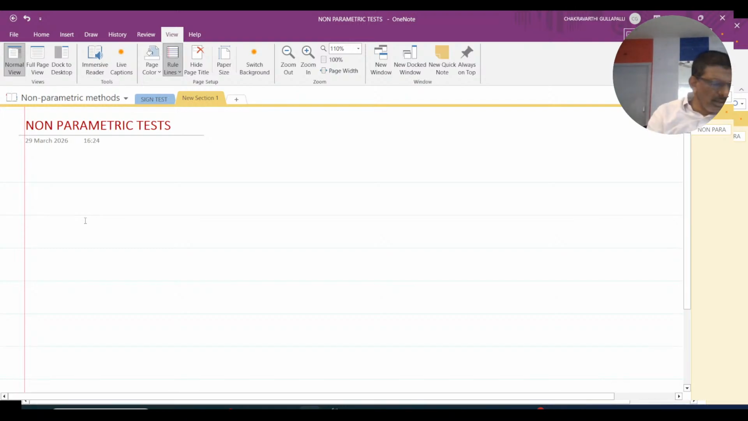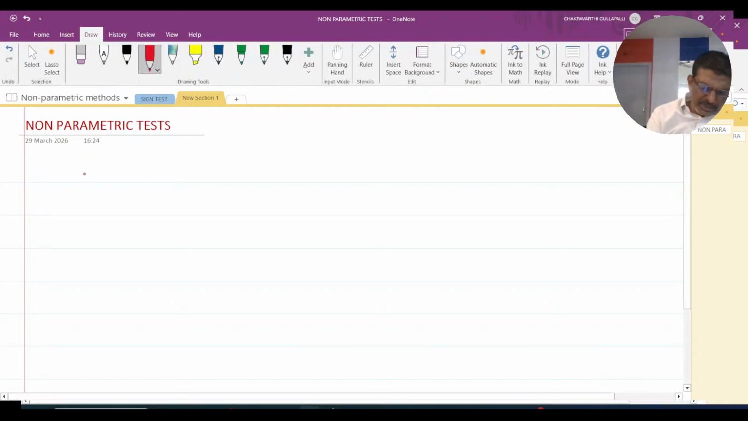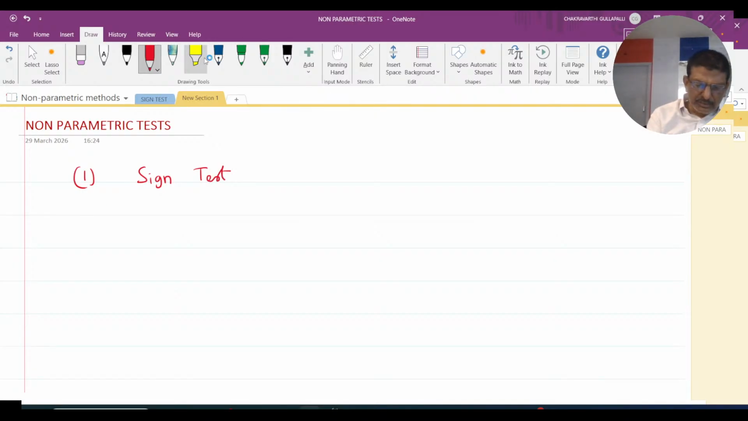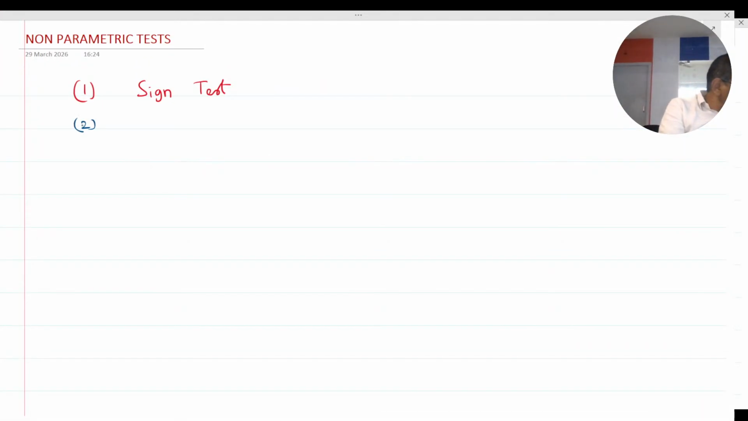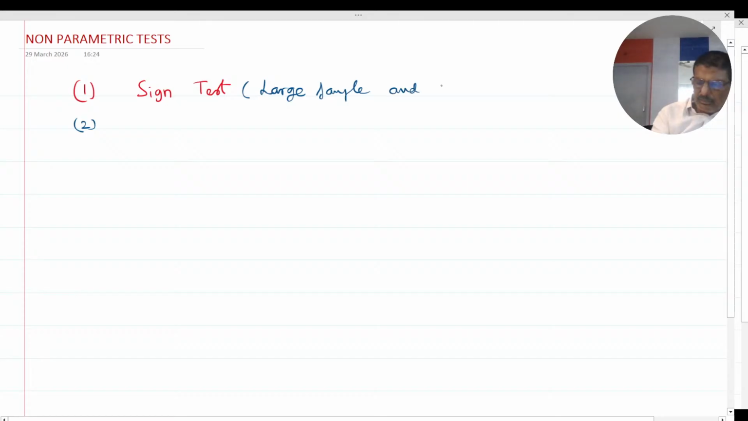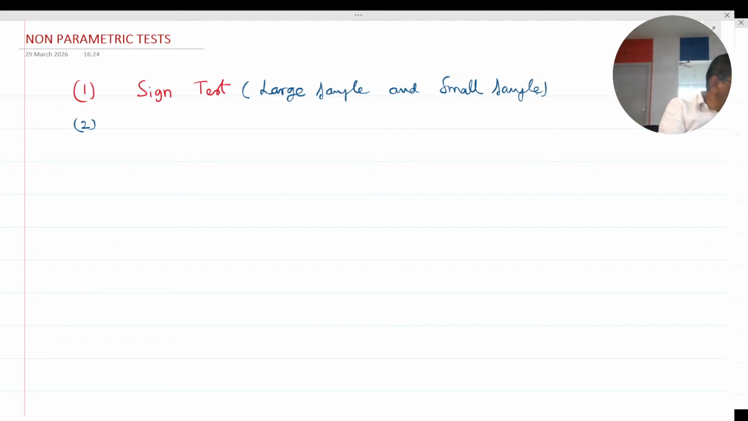There are several tests in this non-parametric. The first test is the sign test, based on a systematic procedure. We have to solve how to analyze the data here. Number two is the sign test for large sample and small sample. A very simple procedure is given to analyze the data.